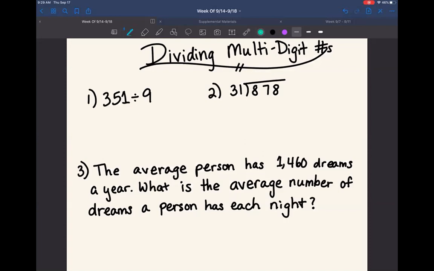So the first thing is we have our dividing. We have 351 divided by 9. Now, when we see it set up like this, it's not something that we usually use, right? We're used to the little house, right? So the last number always goes on the outside and the first number goes on the inside, okay? So it's 351 divided by 9.